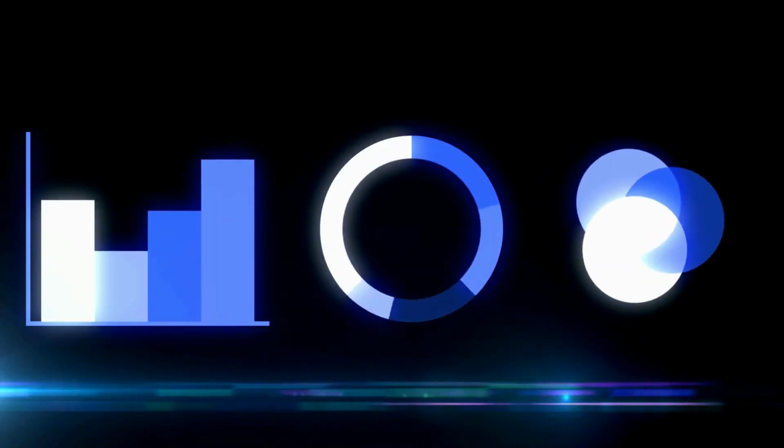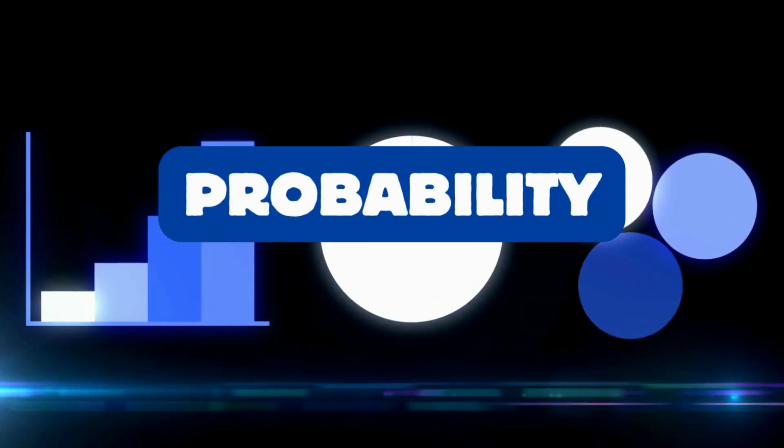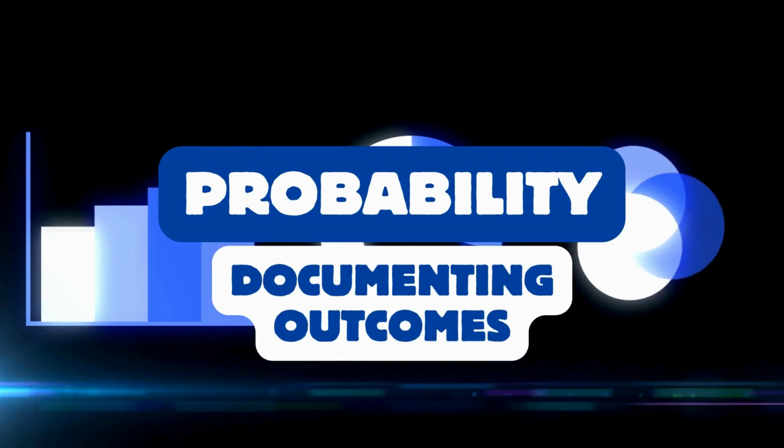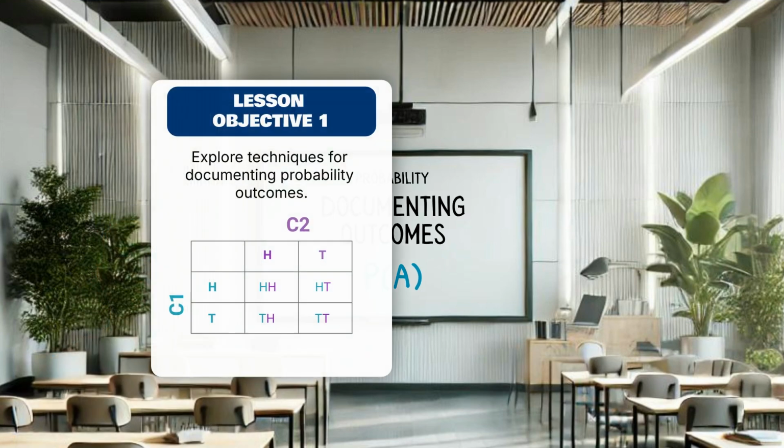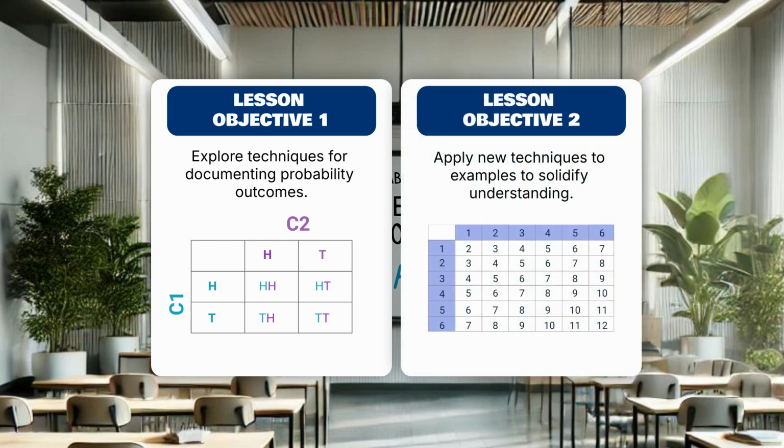Hello, and welcome to our lesson on documenting possible outcomes in probability. Today, we will explore important techniques that ensure we don't miss any potential outcomes when calculating probabilities, which is an essential skill for accurately solving probability problems. Following that, we'll apply these new techniques to various examples to solidify your understanding.